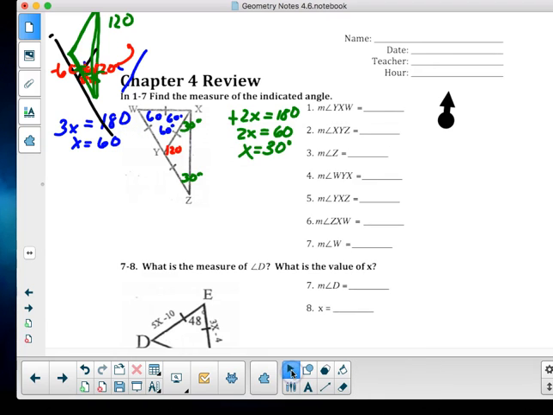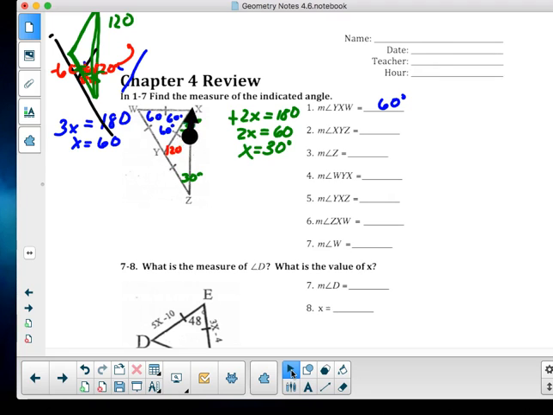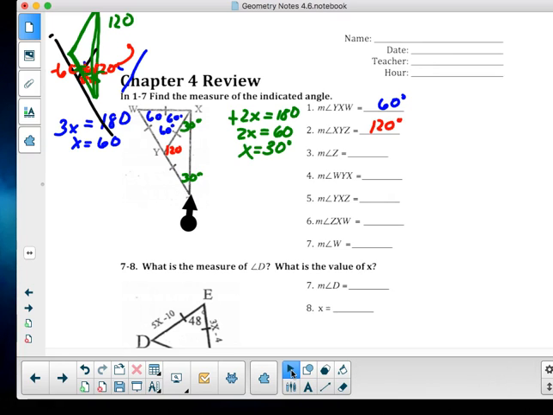All right. So now, as I'm going through here, I've got YXW. X is the vertex of this angle, and so that is 60 degrees. XYZ has Y as its middle value, so that's the vertex, and so it's 120 degrees. Z is the only letter out here. I could say YZX or WZX or XZY or XZW, but still angle Z, and it is 30 degrees.